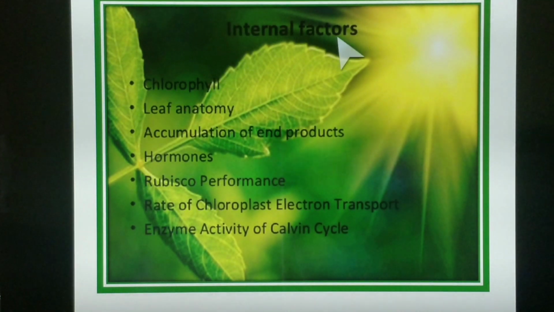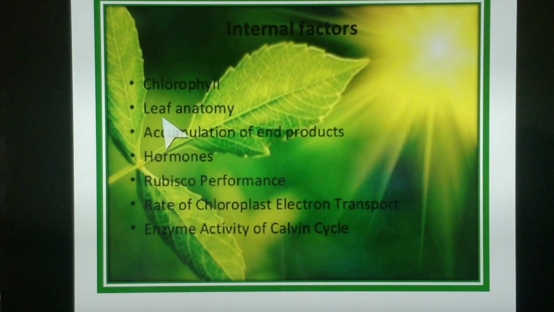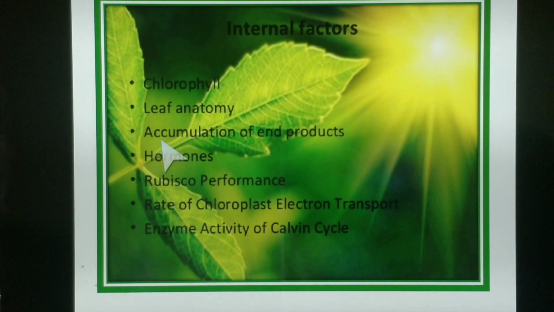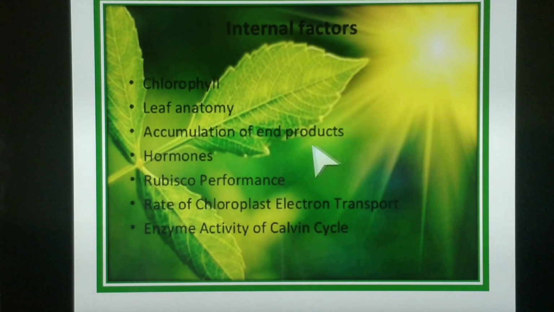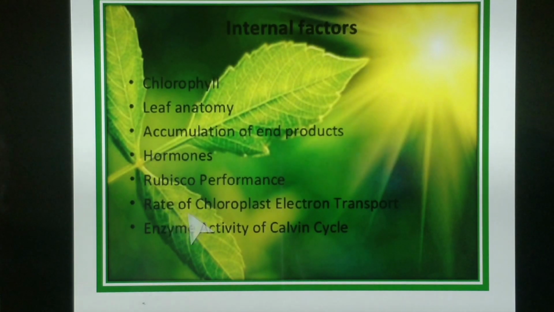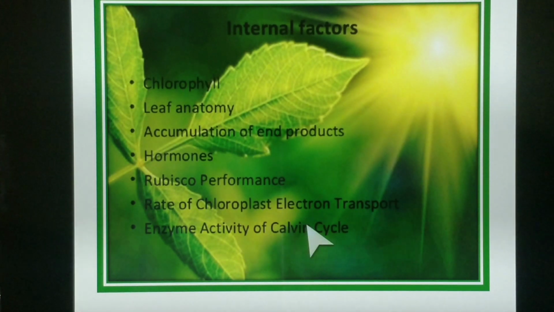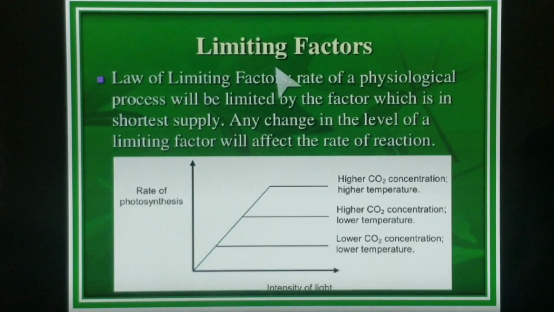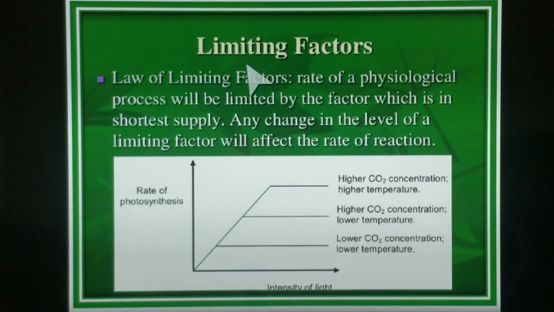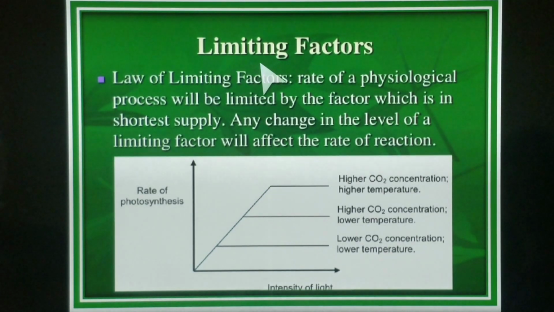Now we talk about the internal factors. They are chlorophyll, leaf anatomy, means the structure of the leaf, internal structure of the leaf, accumulation of end products, hormones, rubisco performance, rate of chloroplast electron transport, enzyme activity of Calvin cycle. Now we'll talk about limiting factors. As I spoke earlier, that light, carbon dioxide and temperature are the limiting factors.